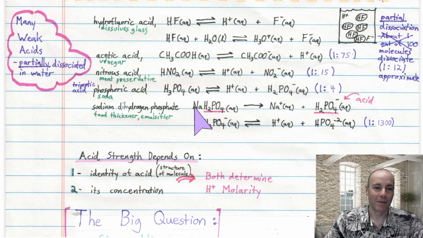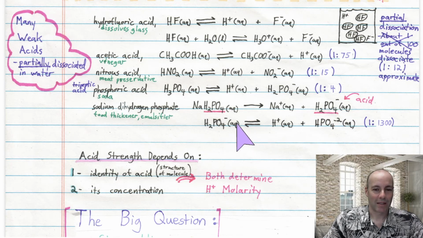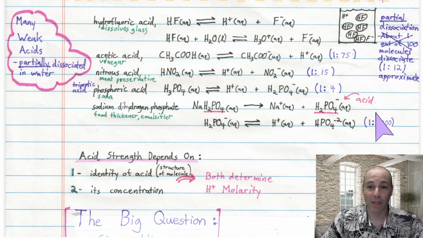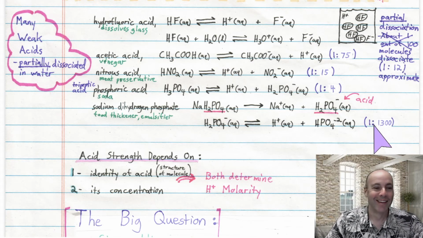So if you have this in solution, of course, this will fully dissociate because it's ionic. So you get your metal cation and the anion right there, but that anion acts as a weak acid. So there's the equilibrium arrow. So you get a fraction of protons coming off, and the HPO4 minus 2 ions, and it looks like 1 out of every 1300. Wow. So I had it way off. Not 1 out of every 100. Sodium dihydrogen phosphate is used in food as a thickener and emulsifier.